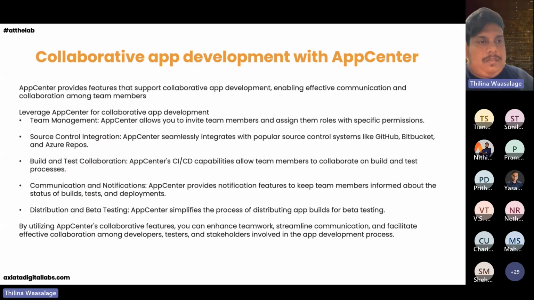Then you have collaborative app development with AppCenter. Basically, how you develop with the team is what we are focusing on. When it comes to team management, you can invite many team members and assign roles. Like I mentioned, for developers you can create a group and assign all the developers there, and you can create a QA group and assign all the QA team members there. Based on the development release type, you can select that particular team and send the release.